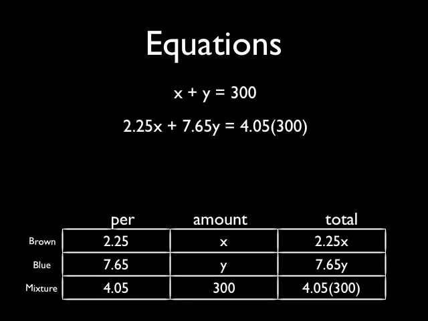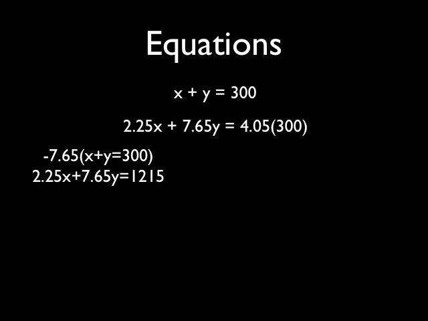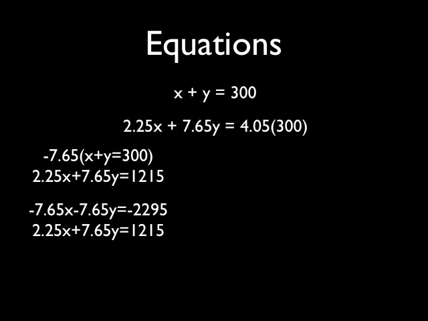Okay, now we want to solve this. Would we do substitution or elimination? This one's a toss-up. Easy to solve for an X or Y in that first equation. Easy to do substitution. It's also pretty easy to see how to get one of those variables to cancel. So let's do elimination on this one. So just for fun, I'm going to eliminate my y's, but I could just as easily have eliminated my x's. So if I multiply that top equation by negative 7.65, then I'll have negative 7.65x minus 7.65y equals negative 2295.